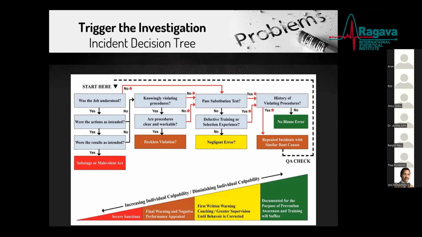And the last one is the substitution test. If you clear the first three, then you do the substitution test. It helps to assess how a peer would deal with the same situation. This can show us if there are any deficiencies in training, experience, supervision, etc. So it's actually a long, tedious process, but it helps us a lot to get information about human factors.